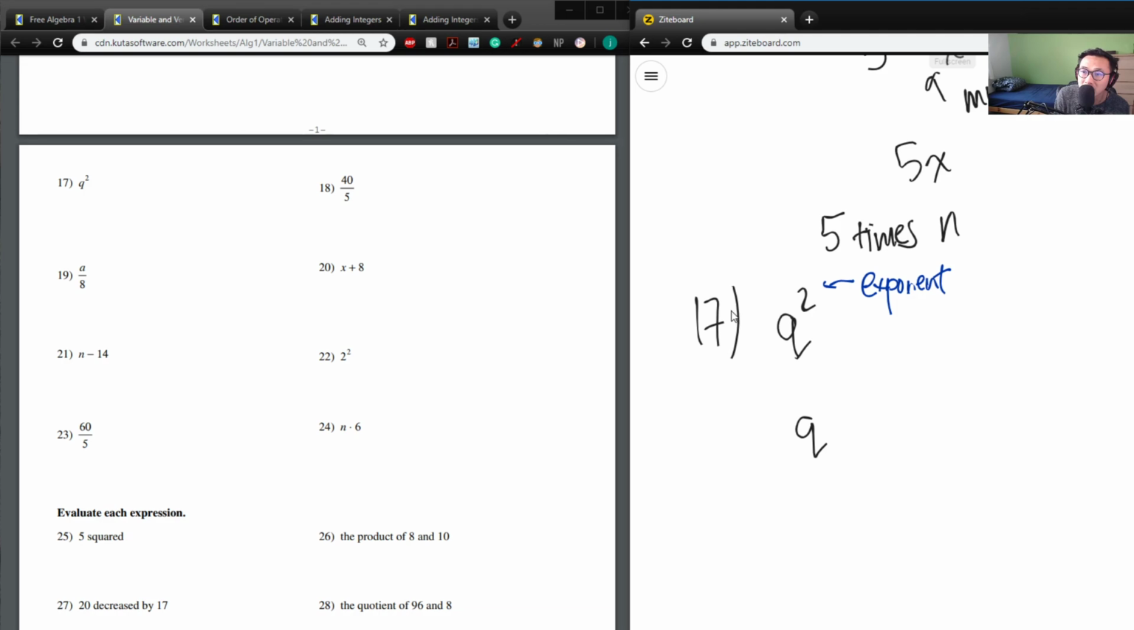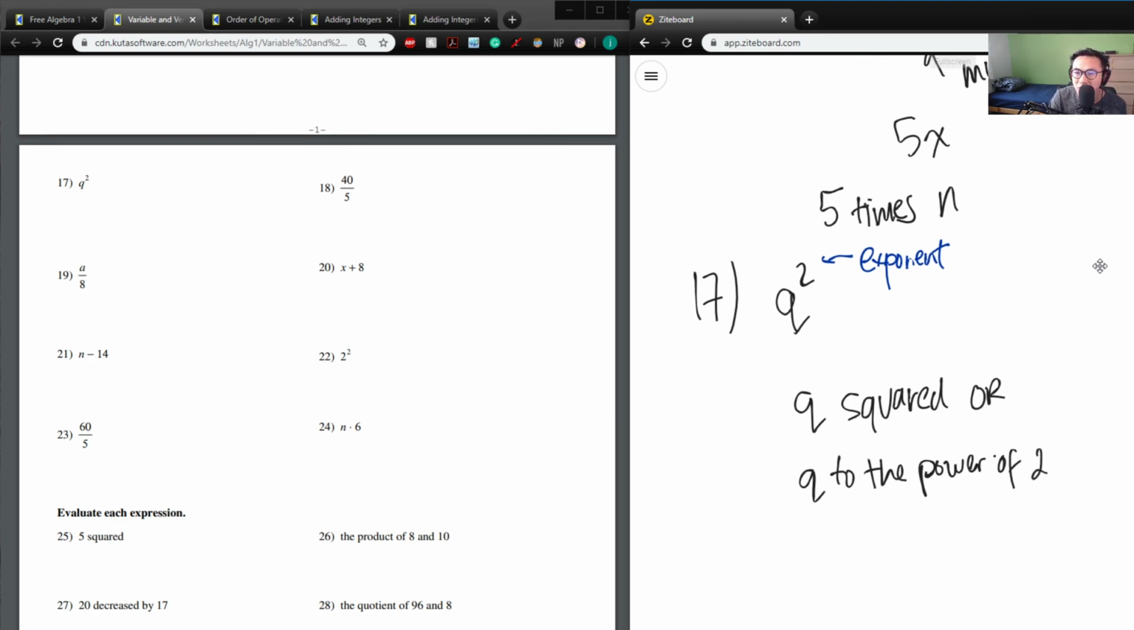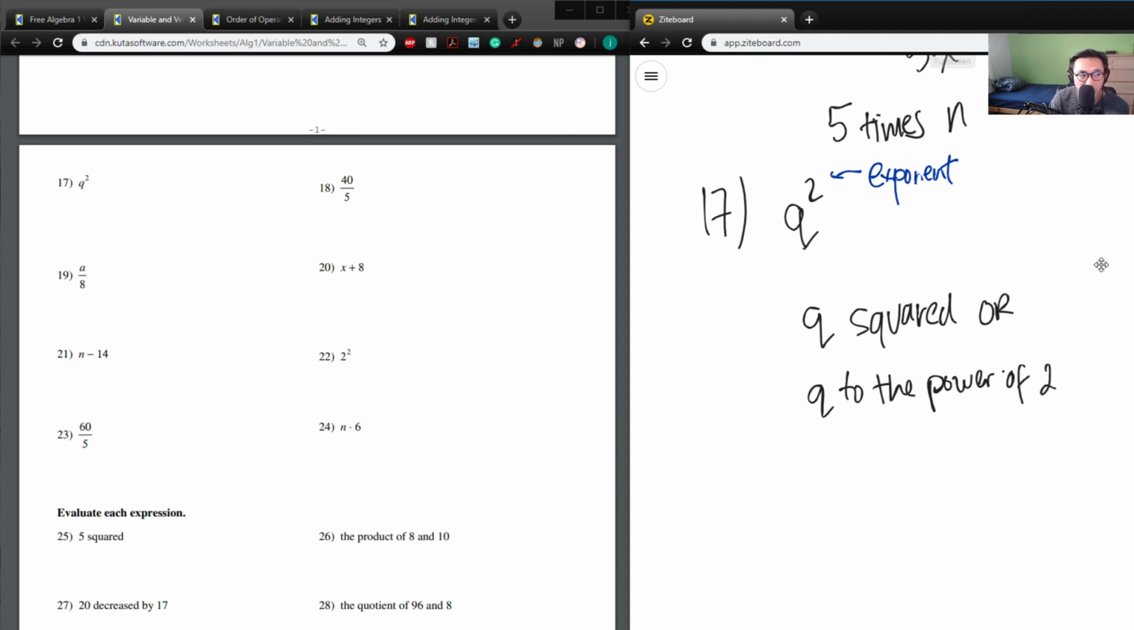So again, if it's an exponent, we can say that q here is raised to the power of 2, or you can simply say q squared. Or I'm going to write q to the power of 2. Most of the time we just say q squared, because this is shorthand for mathematicians. We don't say q to the power of 2. We just say q squared.